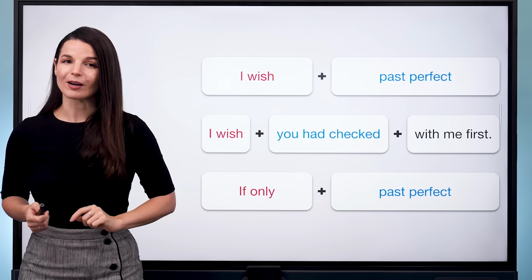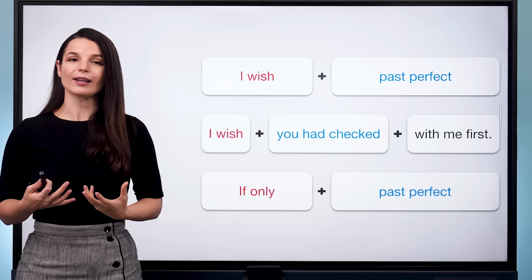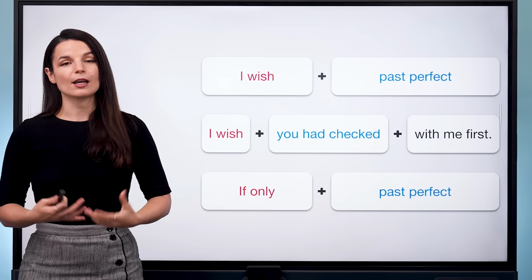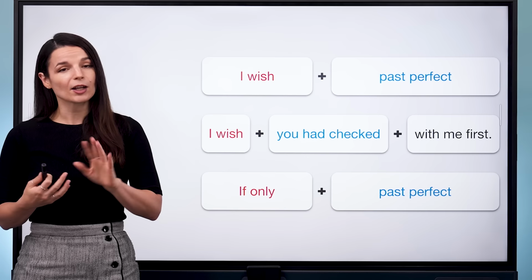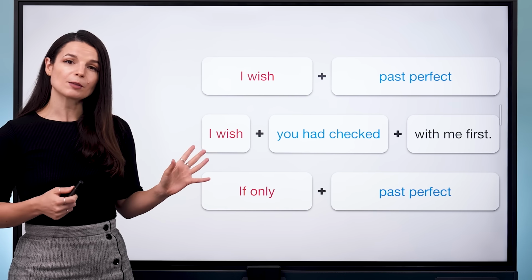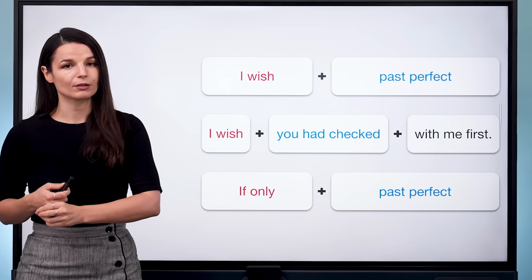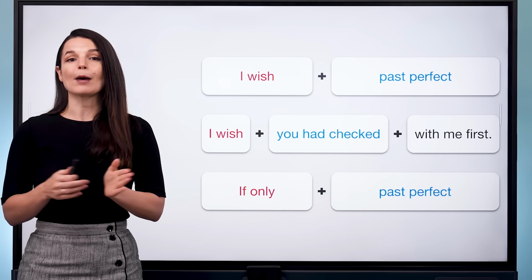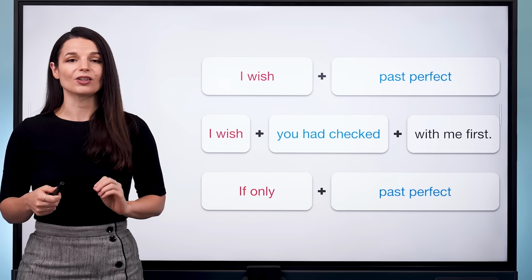Let's go part by part. I wish introduces the feeling of regret. It sets up the idea that the speaker is thinking about a situation in the past that cannot be changed. The past perfect is formed with had plus past participle. It shows that the action happened before another event in the past and cannot be changed.